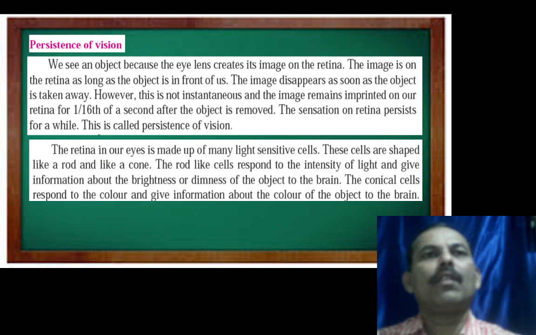The retina in our eyes is made up of many light sensitive cells. These cells are shaped like a rod and like a cone. These are the two types of light sensitive cells in the retina. The rod-like cells respond to the intensity of light and give information about the brightness and dimness of the object to the brain, while conical cells respond to color and give information about the color of the object to the brain.